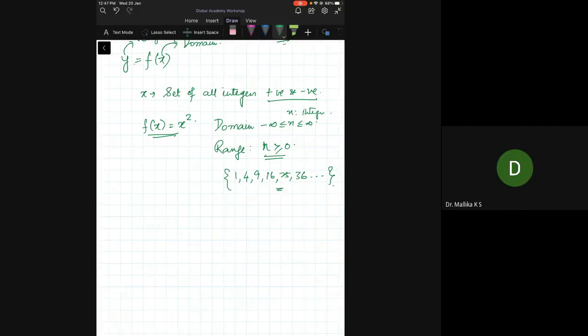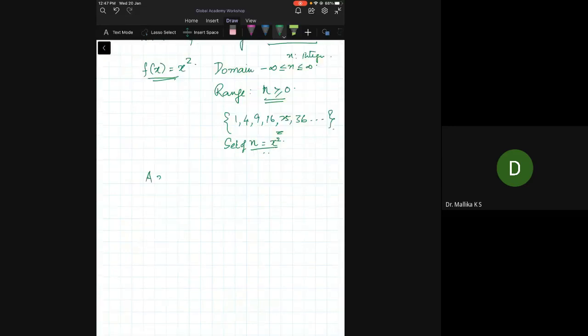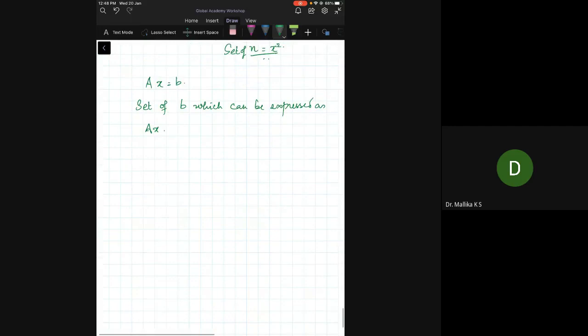Now, that means I am going to look at only those n which can be expressed as x squared. This is nothing but the set of n such that n is equal to x squared. The same way, I'm going to look at Ax equal to b, but what I'm going to look at is the set of b's which can be expressed as Ax. Is this okay?